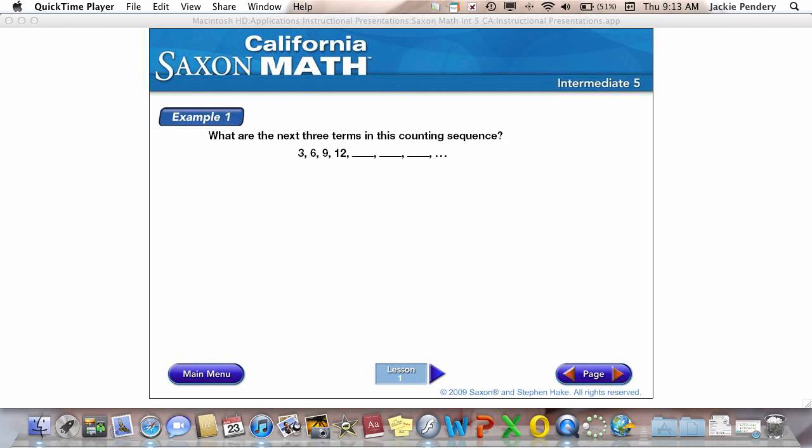Example 1 says, what are the next 3 terms in this counting sequence? So on your page, you should have written example 1 and write down the problem. 3, 6, 9, 12, blank, blank, blank. So, just like in the problem solving that we did in your Power Up today, we need to find out what are we doing here.